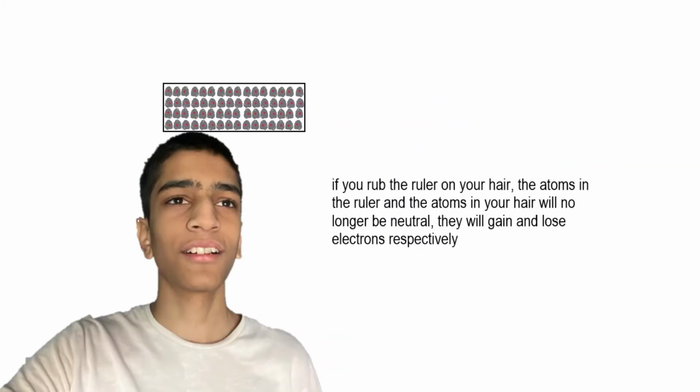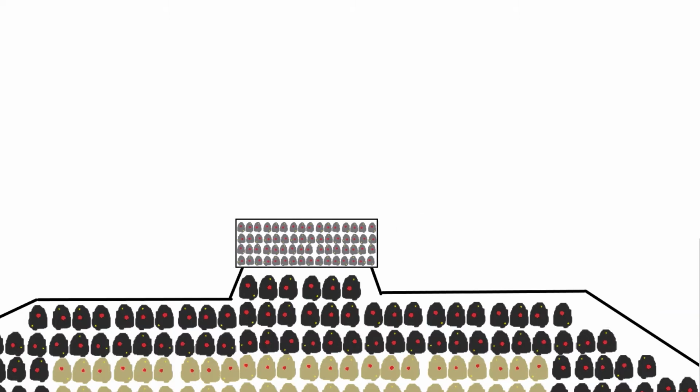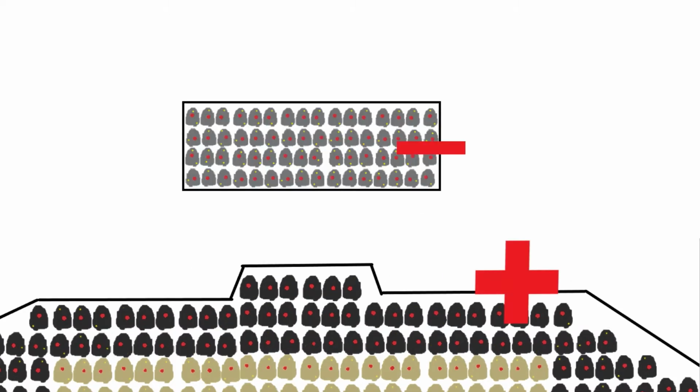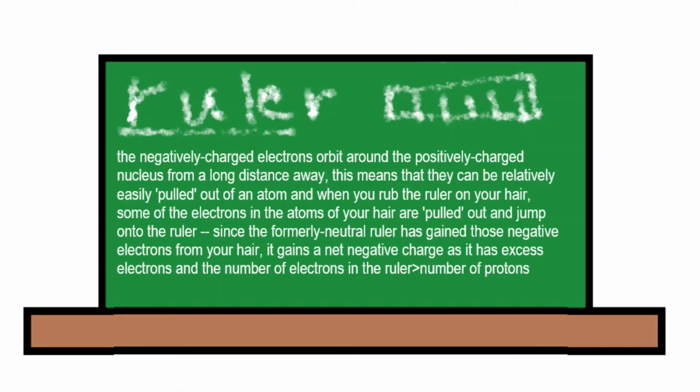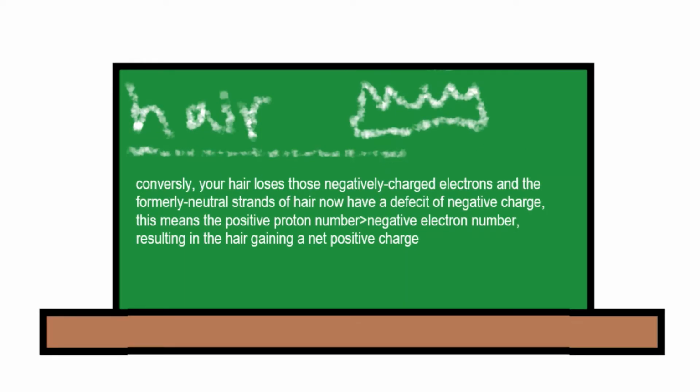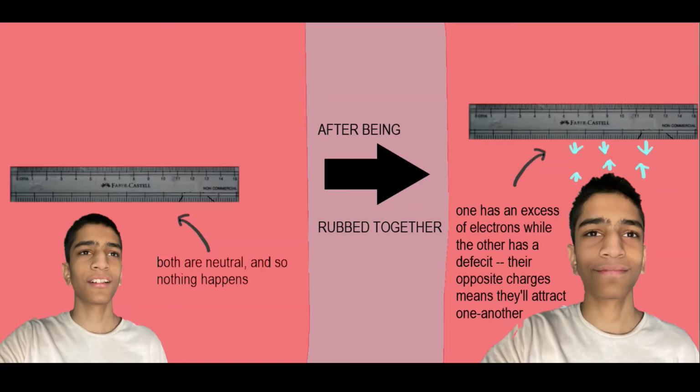You take the ruler and rub it against your hair. As you do this, the atoms in your hair are losing electrons. The electrons are jumping onto the atoms of the ruler. Since the ruler has now gained negative electrons, it has a net negative charge. On the other hand, since your hair has lost negative electrons, it has now gained a net positive charge. The two are now charged and attract each other.